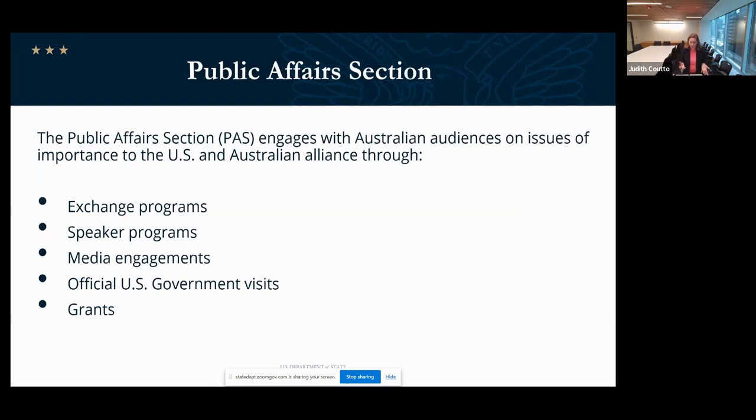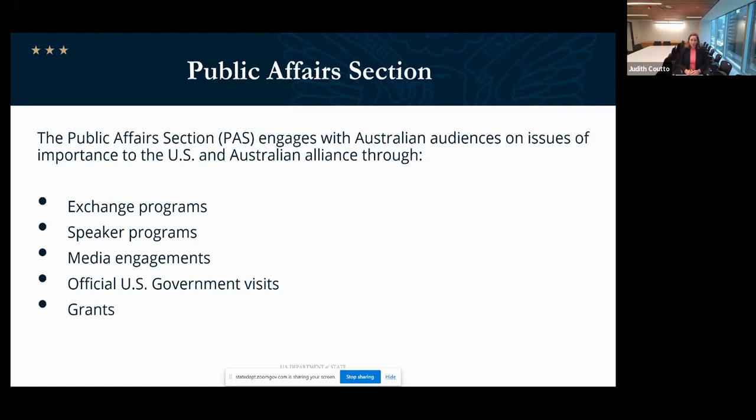And we are part of the public affairs section at the embassy, or at the mission. And the key word here is public. We are trying to connect with Australians, the public. Our embassy does a lot of work government to government with the Australian government, but our role is to connect with the people of Australia and the institutions that serve them, such as cultural organizations, educational organizations, civil society and civic organizations. So that is our role, and I'm sure many of you represent organizations like that today.